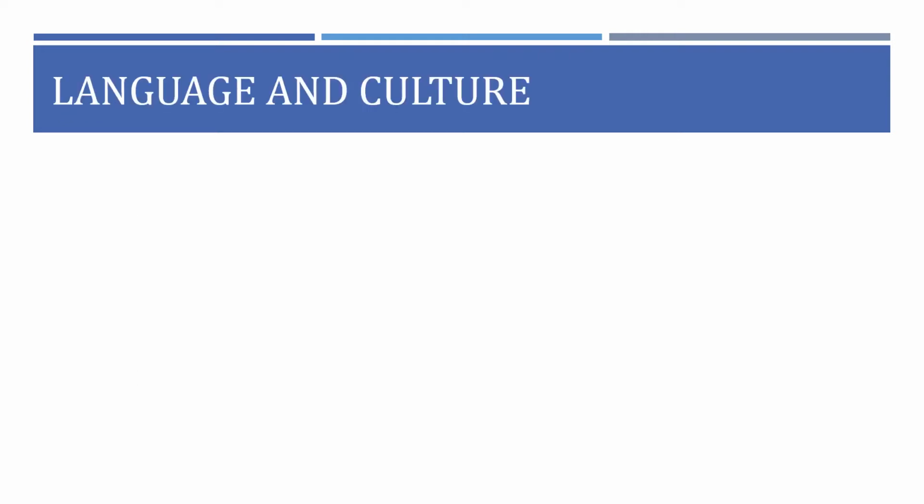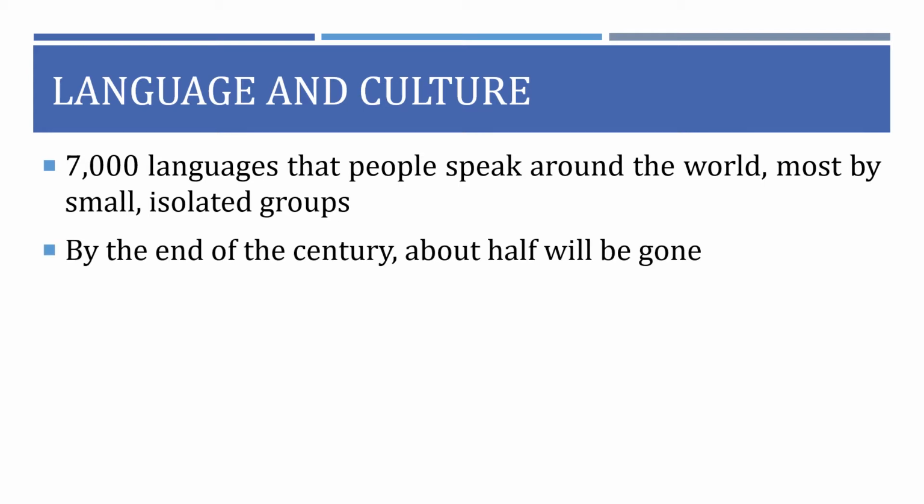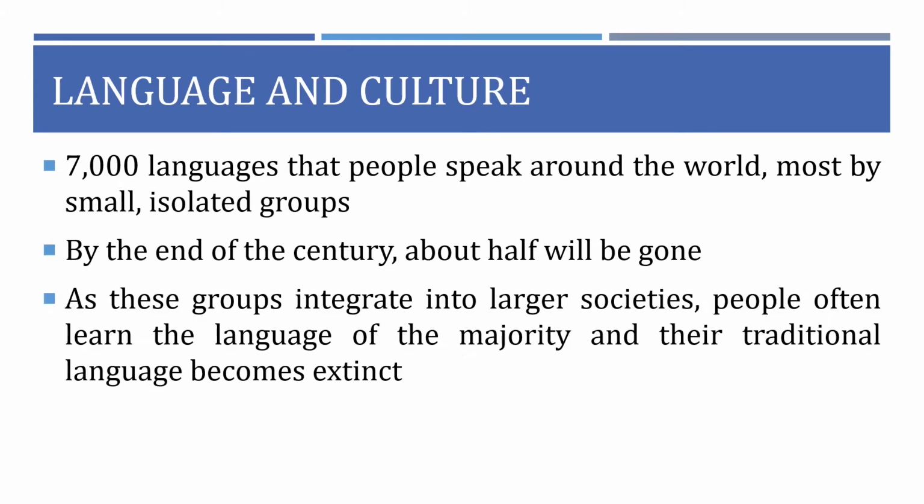Right now, there's somewhere around 7,000 languages that are spoken around the world. However, most of those are very small, isolated groups. By the end of the century, about half of those will all be gone. As these groups integrate into larger societies, people often learn the language of the majority, and their traditional language becomes extinct. For example, there are lots of indigenous tribes in South America, in places like Peru. However, many of those indigenous languages are going extinct because the people of those tribes are choosing to learn and speak Spanish, which is the majority language in Peru. So that's how these languages are going extinct.